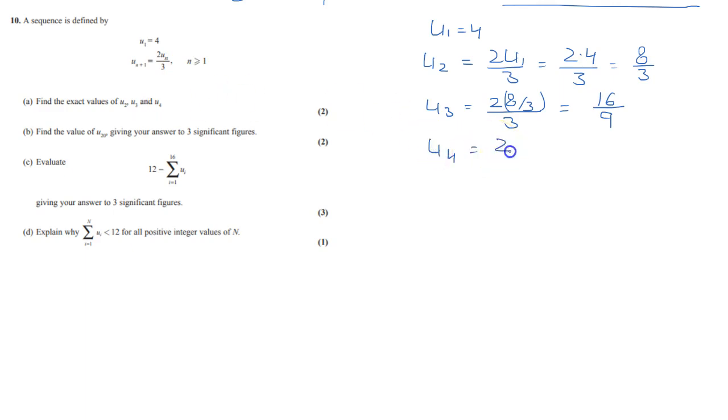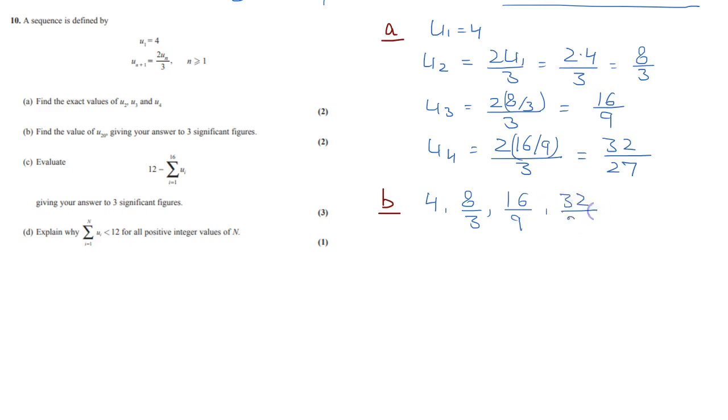U4 is equal to 2 U3 over 3. 16 over 9 divided by 3, so this is 16 times 2 is 32 over 9 times 3. So this is part A. Now part B is find U20. This is a sequence, and this sequence is having 4, 8 over 3, 16 over 9 and 32 over 27.